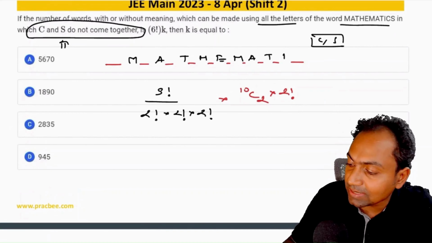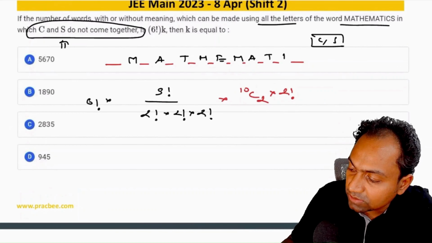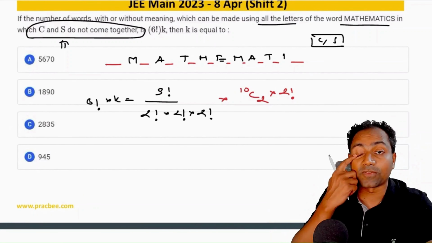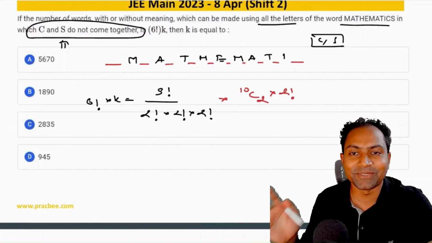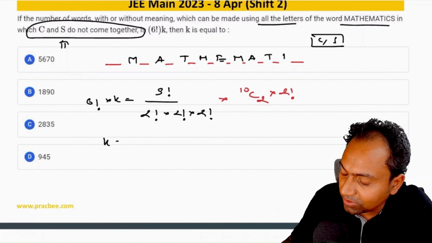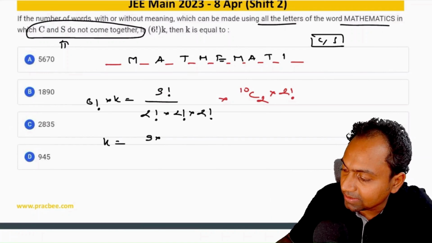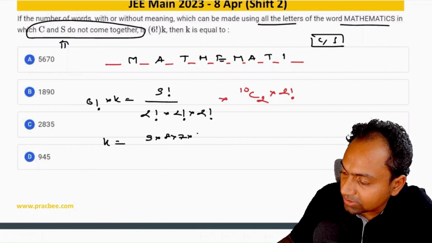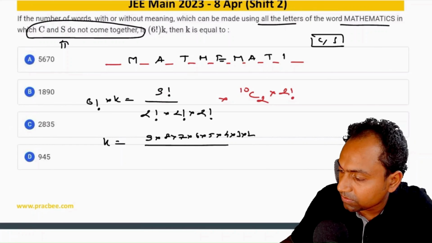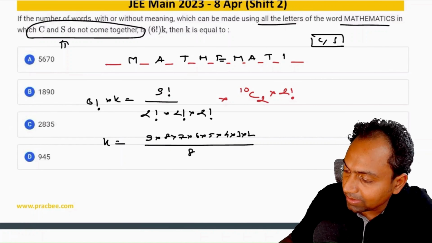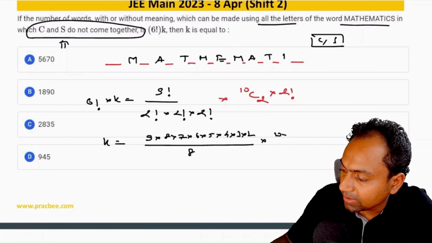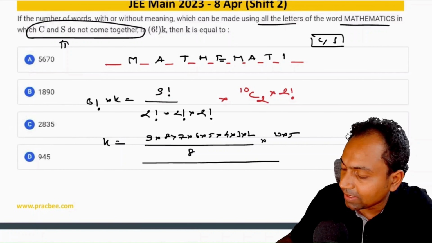Why? Because they are telling that this answer is equal to 6 factorial into k. Give me the value of k. So they are not asking us to tell the whole value, just tell the value of k. So if I do this simplification, this is 9 into 8 into 7 into 6 into 5 into 4 into 3 into 2, divided by 8 into 10 into 5 and divided by 6 factorial.